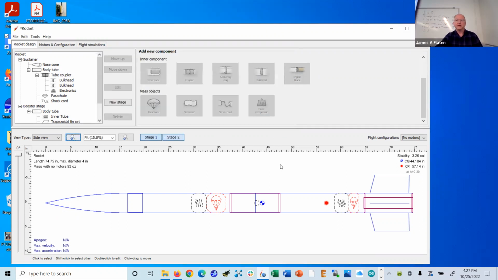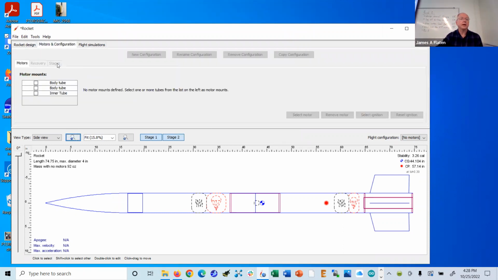How am I doing on my stability? 3.26 right now. That's healthy. That's still healthy. It's going to get worse though when I put a motor in it. Let's put a motor in it. You could put a few more things in like eye bolts and stuff, but this is enough for now. Let's go ahead and put a motor in it.